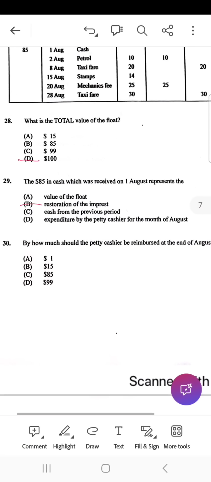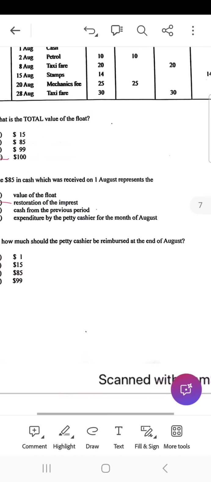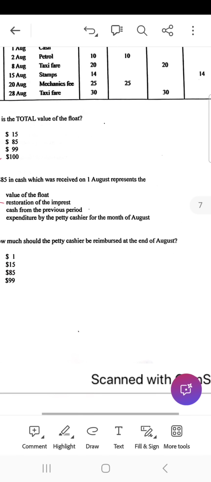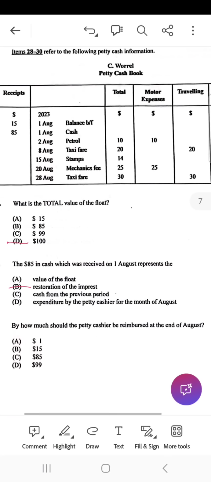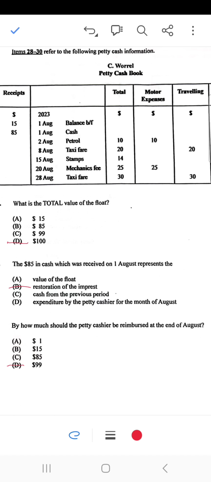Number 30, by how much should a petty cashier be reimbursed at the end of August? So the petty cashier should be reimbursed the amount of money that they spent, which would be the total of the total column. That's 10 plus 20 plus 14, which is 44, plus 25, which is 69, plus 30, 99. So the answer is D.